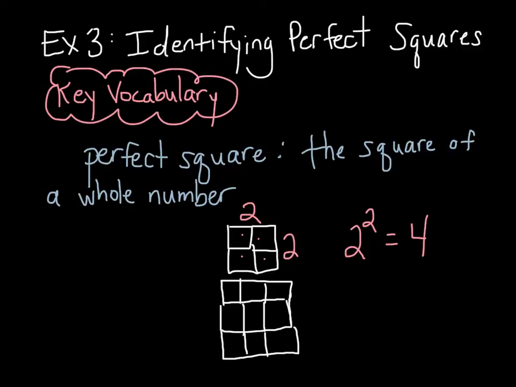And so when you have 3 up and 3 across, then you would have 3 squared, and that would be equal to 9. 1, 2, 3, 4, 5, 6, 7, 8, 9 tiles. So that's the general idea, and we're going to get into this next example to look a little bit more at it.